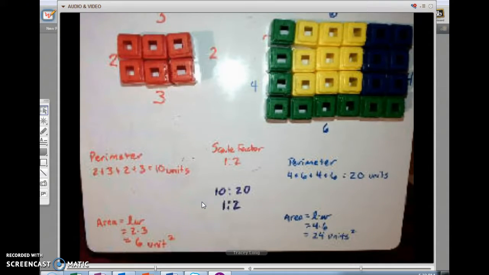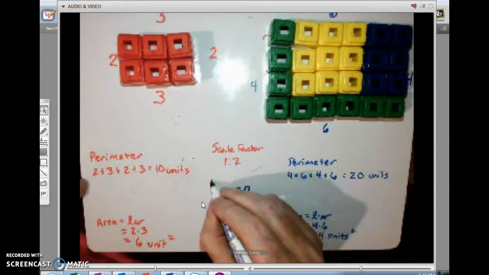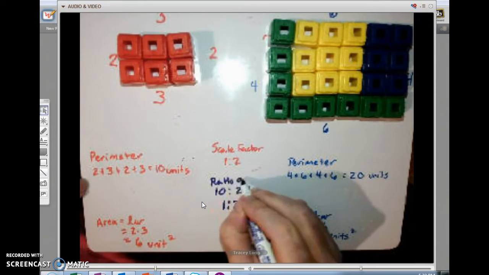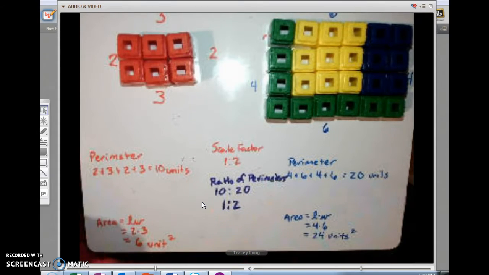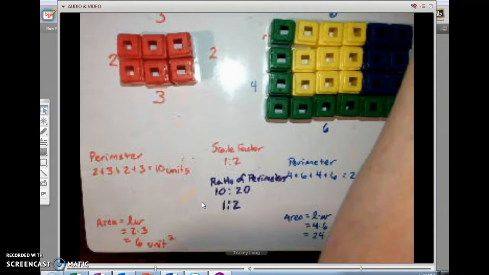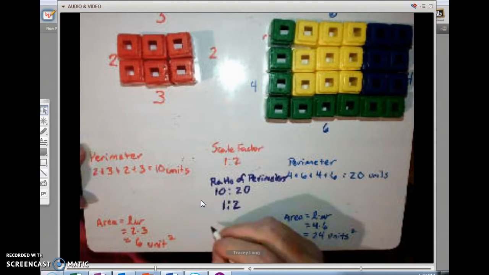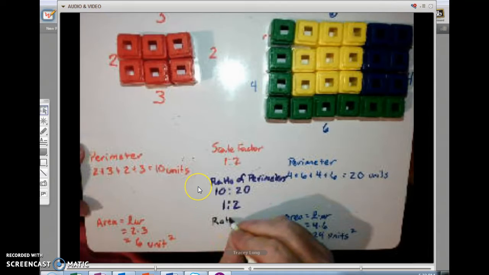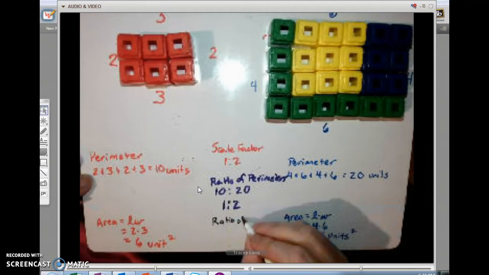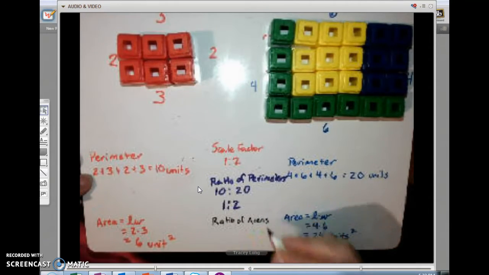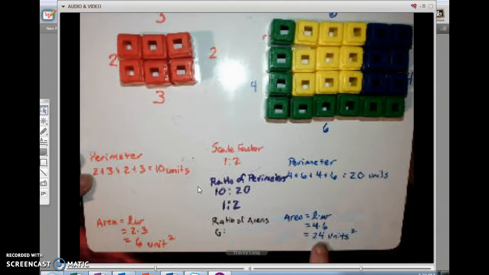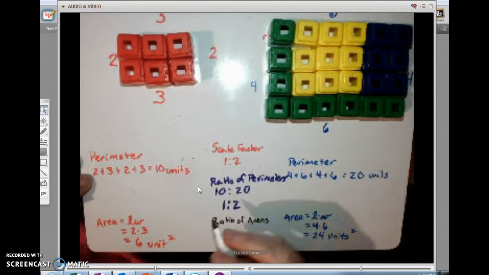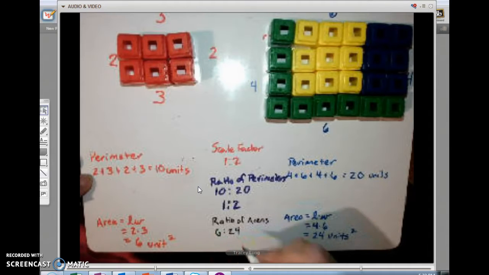All right, so here we have scale factor. Here we have the ratio of the perimeters, or we compare the two perimeters. All right, and now I want to find the ratio of the areas. Ratio of the areas. All right, and I found on this one that the area is 6 square units. On this one, I find that it is 24 units squared, or square units.